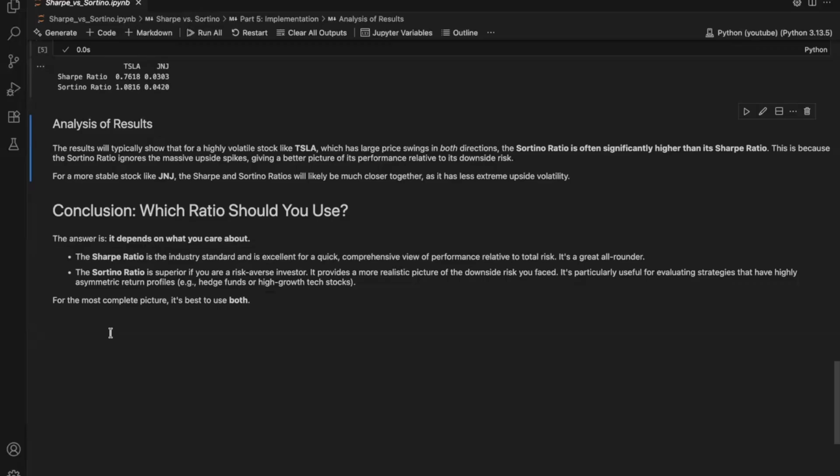But the Sortino ratio is superior for a more conservative investor who is primarily focused on capital preservation and avoiding losses. It gives you a more accurate picture of how you are compensated for the risk you actually dread. For the most complete picture of a portfolio's performance, the best approach is to use both. They don't compete, they just complement each other.